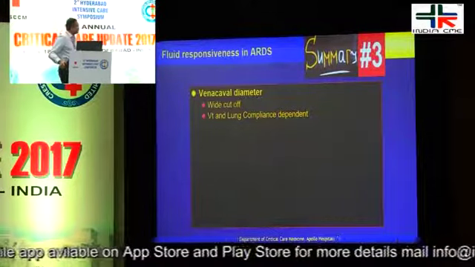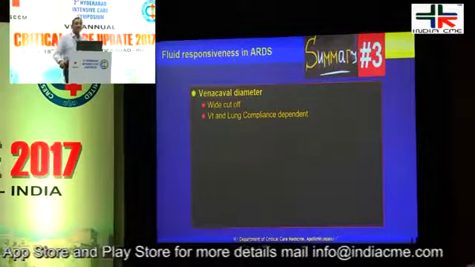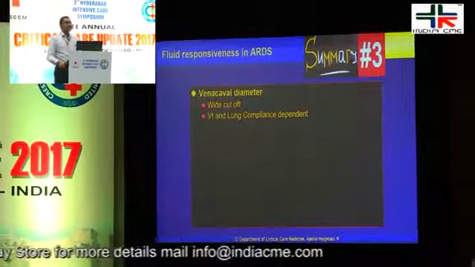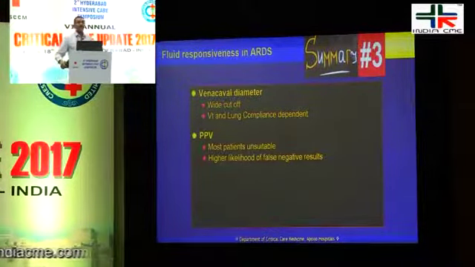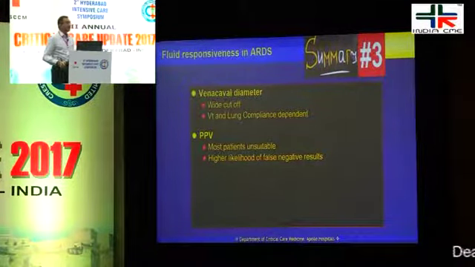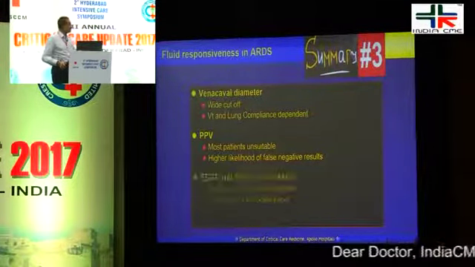So summary number 3, fluid responsiveness in ARDS. I can use vena cava diameter, but remember that there is a wide cutoff, and I need to be using tidal volumes that are more than 8, and I need to depend on lung compliance. Pulse pressure variation will be essentially unsuitable for most patients with ARDS. If you get a positive result, it will be useful. A negative result could be a false negative.